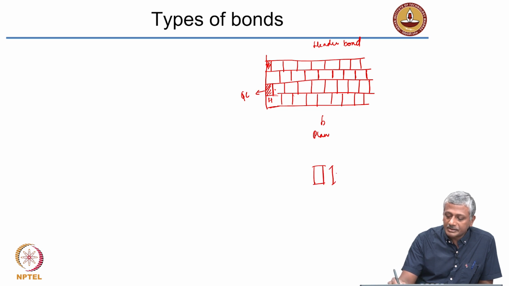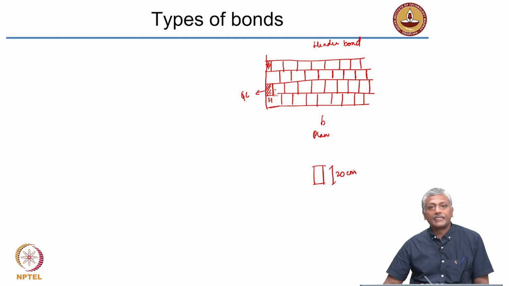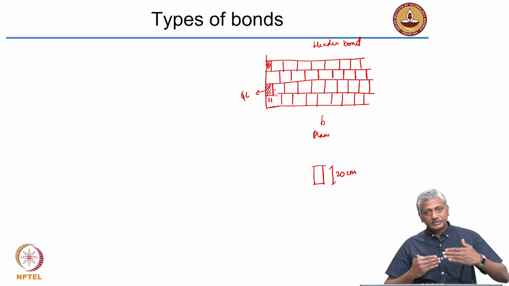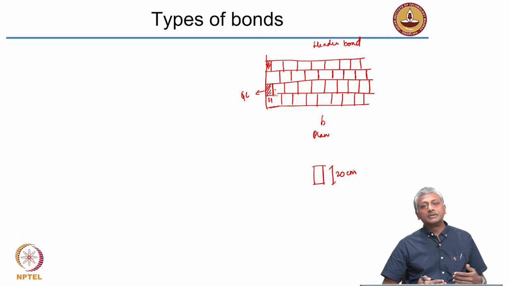So my thickness should be at least 20 centimeters. It is only for one brick walls. You can only have 20 centimeter thick walls with header bond. With stretcher bond, you can only have 10 centimeter thick wall. Okay, so it is not intended for a large load bearing condition.